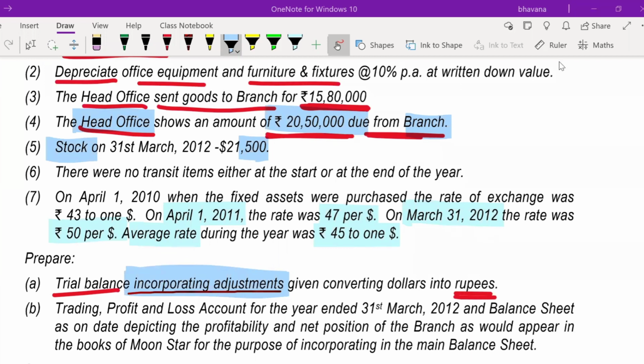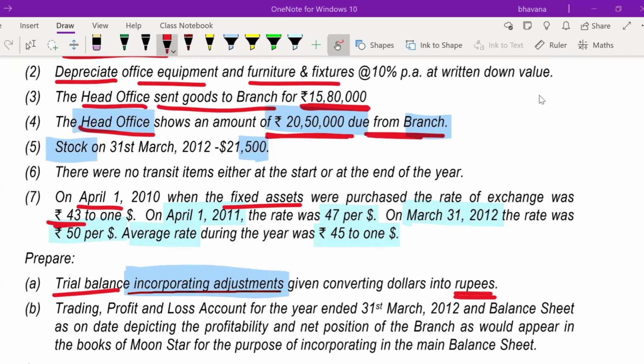Okay, yes. So then they have given you the exchange rate. They have told you that on 1st April 2010 was when you purchased your fixed asset, and on the date on which you purchased your fixed asset, the rate was 43 rupees. Will this be of any help to us in the question?